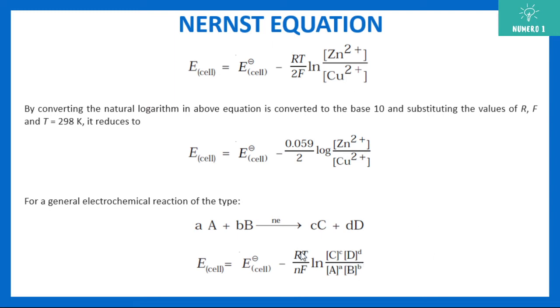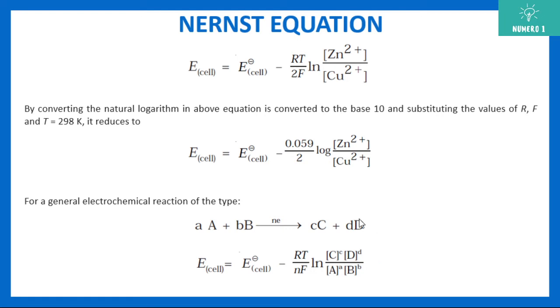Please note that R is a constant, T is a constant, F is a constant, and ln is the natural logarithm, which can be converted into log to the base 10. If you do that, this equation simply gets converted into E cell. Please write it down, very important. E cell is equal to E naught cell minus 0.059 divided by n, where n is the number of electrons involved, log to the base 10 of C raised to c, D raised to d, upon A raised to a, B raised to b.